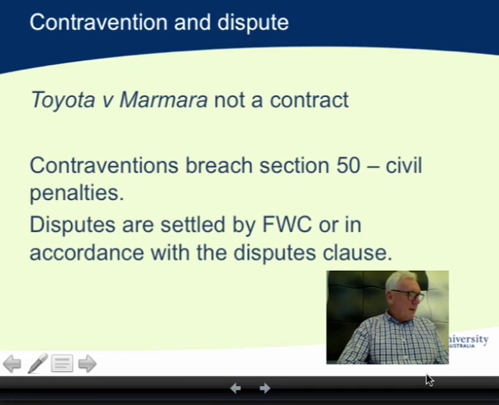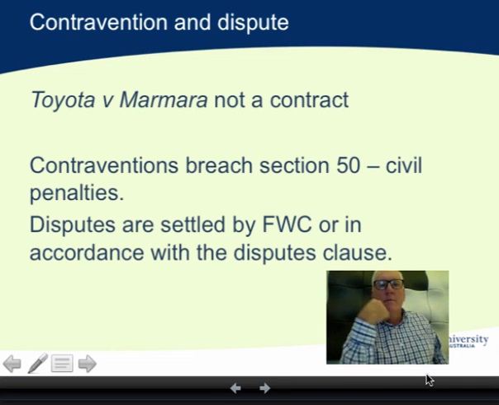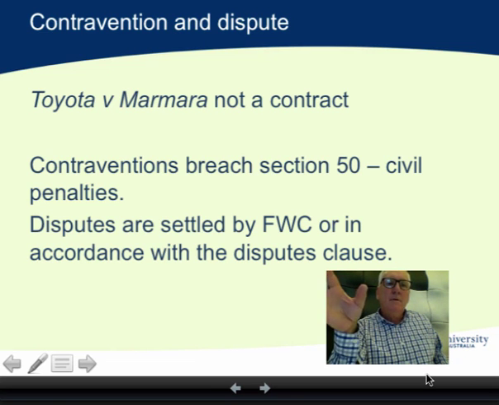The issue that I think we talked about previously, about the nature of the statutory regime and the common law regime around contracts, gets a mention again in the text in relation to the issue of contraventions and disputes. And the point is made again, referring to the Toyota and Mamara case, that enterprise agreements are not a contract. Contraventions will breach Section 50 of the Act, and there are certain civil penalties which will apply, and we'll talk about what happens in a subsequent week. Disputes are generally settled by going back to the Fair Work Commission or in accordance with the disputes clause.